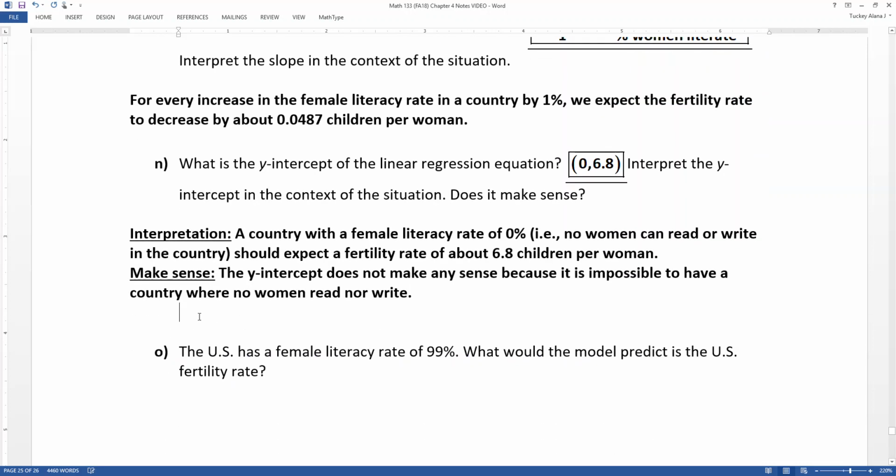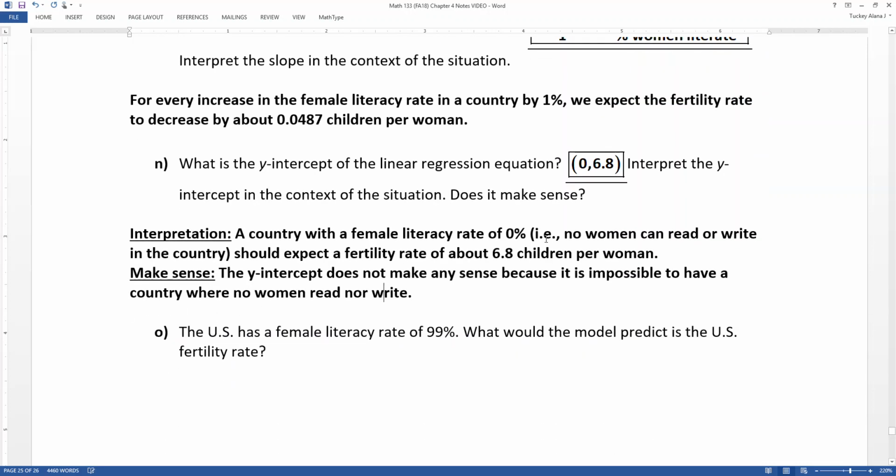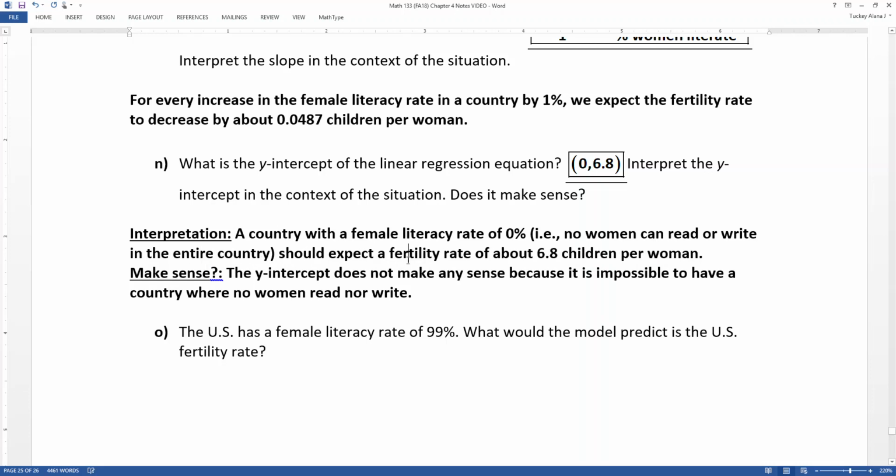So I'll explain both ways this time, but again, sometimes I'll just say, explain why this doesn't make any sense. So let me do the interpretation first. A country with a female literacy rate of 0%, i.e., no women can read or write in the entire country, should expect a fertility rate of about 6.8 children per woman. Now, does this make sense? No, right? This does not make sense.